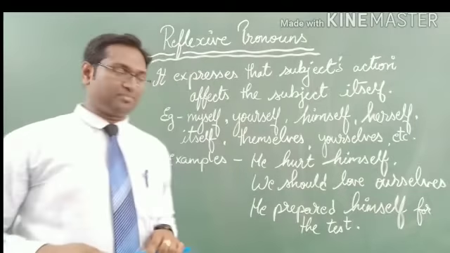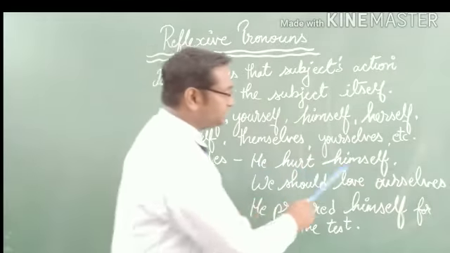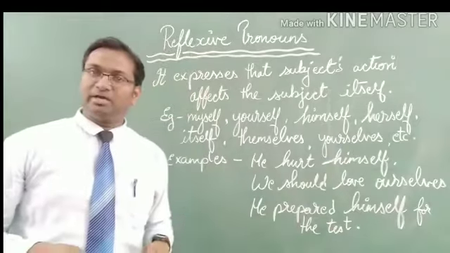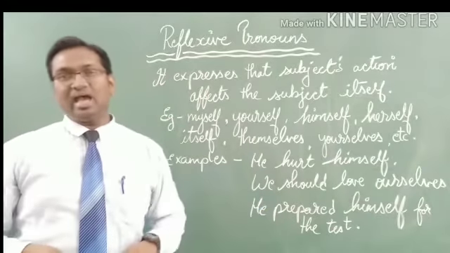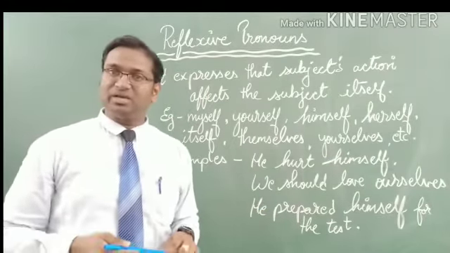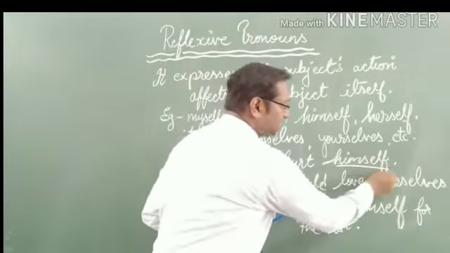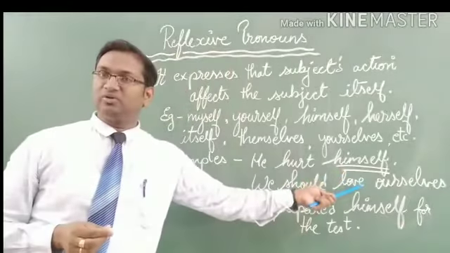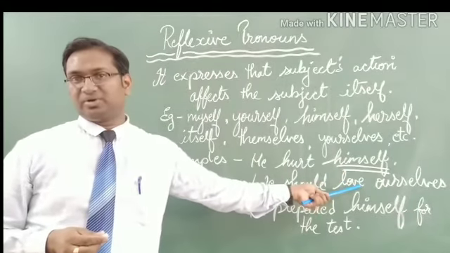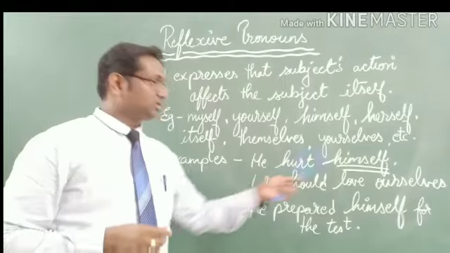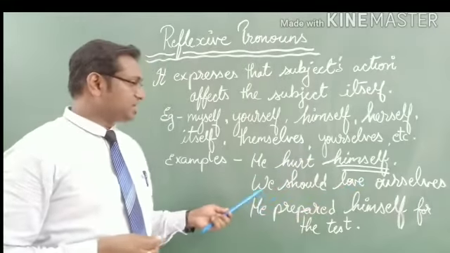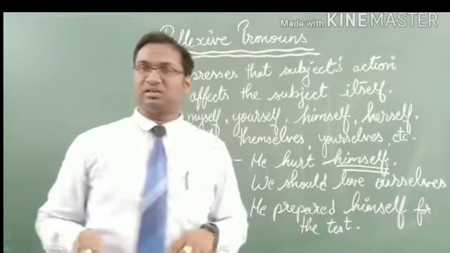Now let's see the examples. He hurt himself. Now over here, he is doing the action, and whatever action he is doing, the result is coming back to him only. So himself, he hurt himself. So himself over here is your reflexive pronoun. He, himself.